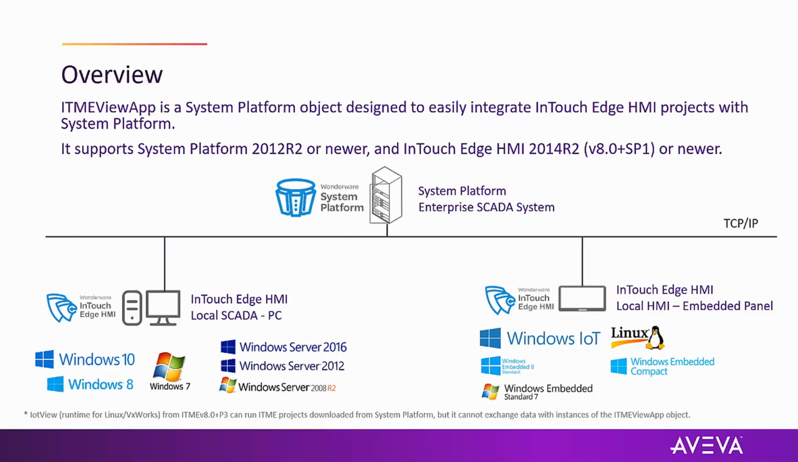So InTouch Edge HMI provides runtimes for multiple platforms, from Windows to Windows Embedded to even Linux. And all those stations can be integrated with System Platform in different ways, for instance, through OPC UA. But the native object, ITMEViewApp object, is available in the Windows-based versions of InTouch Edge HMI, what we call full runtime or even embedded view for Windows IoT.